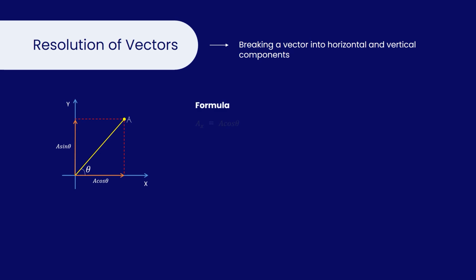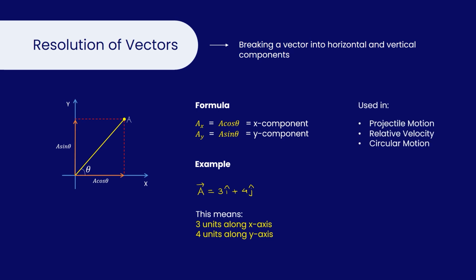Notice that the vector is represented using x and y components. The vector moves 3 units horizontally and 4 units vertically. So the vector can be written as A equal to 3 i cap plus 4 j cap. Here i represents the horizontal direction and j represents the vertical direction.